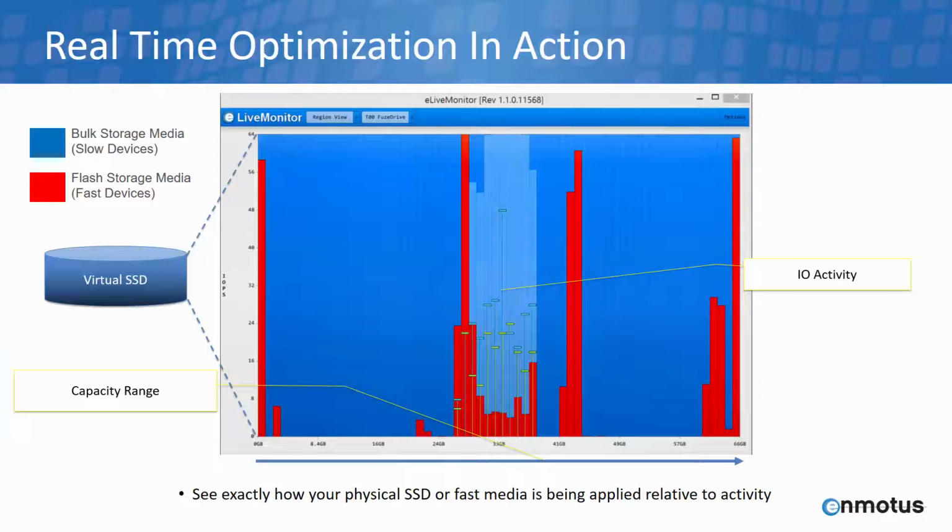So let's see what this all looks like in action. In the following video sequence, we can now watch the complete process and how the Enmotus VirtualSSD software can migrate the exact amount of flash to the region that needs it.